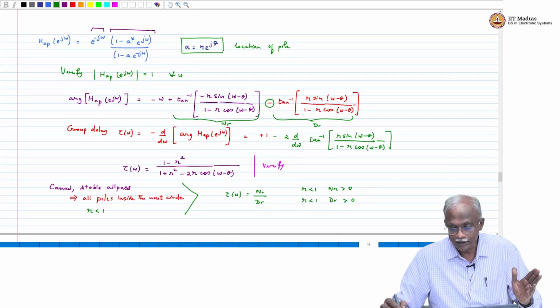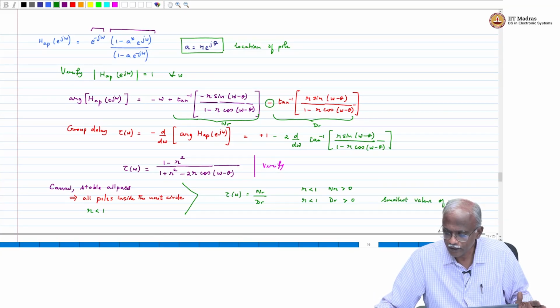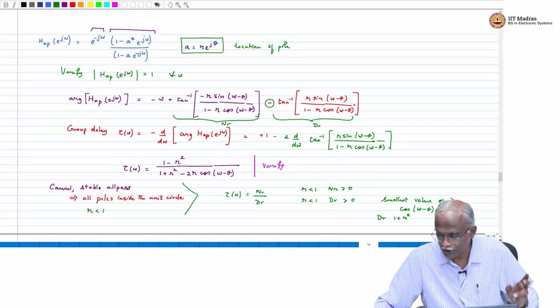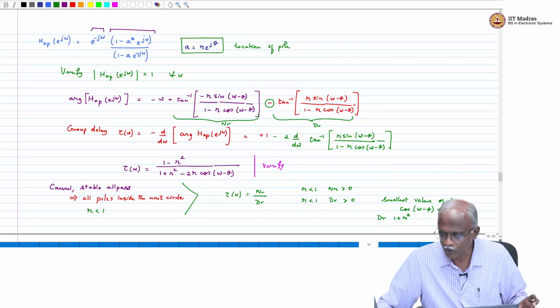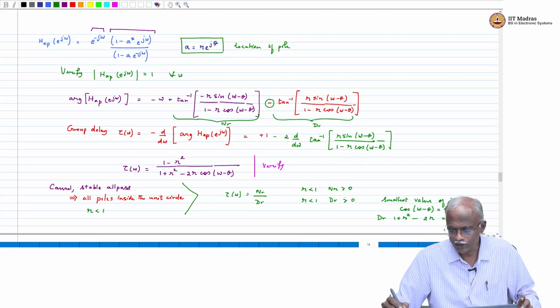Okay, the question is, can the denominator be negative? Cosine of omega minus theta, the most negative value that it can take is minus 1, and the most positive value that it can take is plus 1. So the smallest value of the denominator is 1 plus r squared minus 2r, which is equal to 1 minus r the whole squared. R is less than 1, so therefore the denominator is also greater than 0.